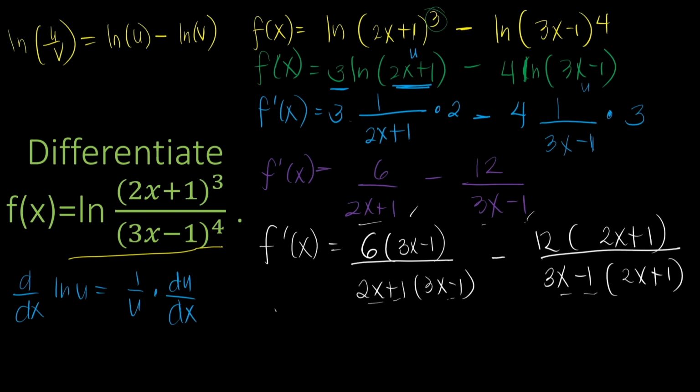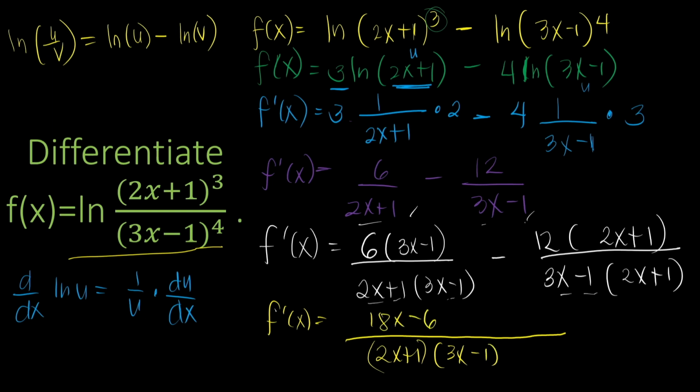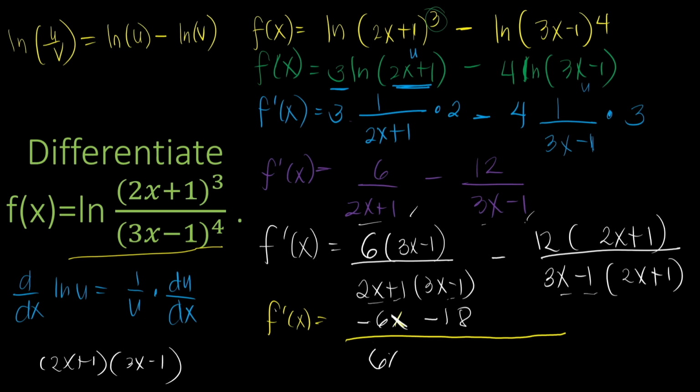So, f prime of x, pagsamahin na natin. Pwede natin ito i-FOIL method. So, ito naman, 18x minus 6 minus 24x minus 12. So, simplify na lang natin. 18x minus 24x, so that is negative 6x. Negative 6 minus 12 is negative 18. And then, eto, FOIL method na lang natin (2x plus 1) times (3x minus 1). So, 6x squared, outer, negative 2x, inner, positive 3x, so, 2x plus 3x... so, positive x.